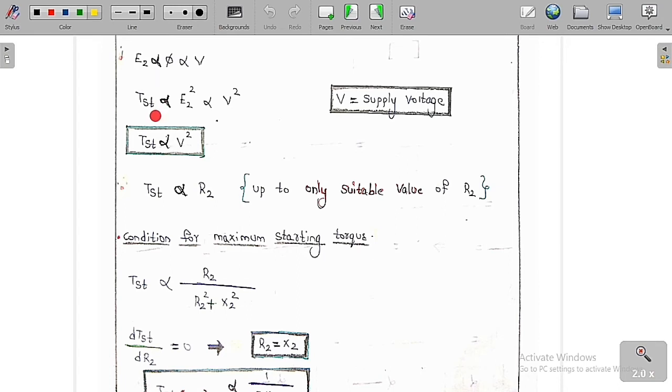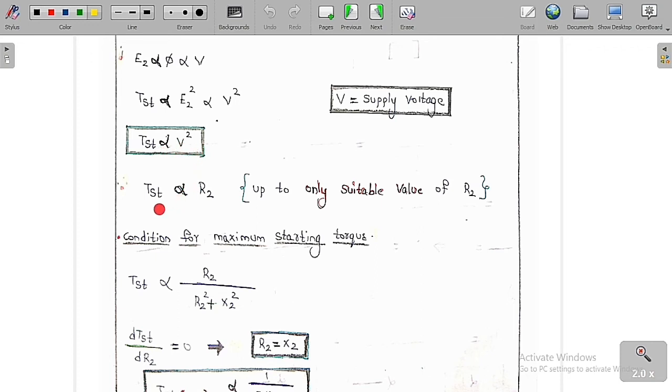As I've already told you, the starting torque is directly proportional to E2 square. So E2 is again proportional to supply voltage, V, whole square. So we can say starting torque is always directly proportional to supply voltage whole square, because E2 is directly proportional to the rotating flux, and it is directly proportional to supply voltage. So starting torque is directly proportional to the square of the EMF induced in the rotor, or simply we can say starting torque is directly proportional to the square of the supply voltage. So T starting torque is directly proportional to V square.